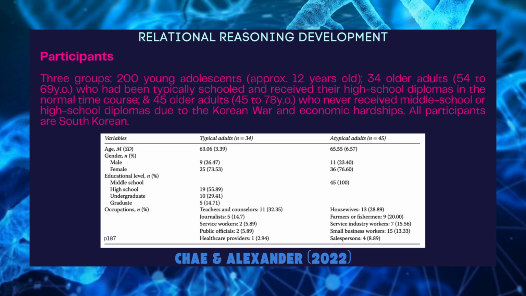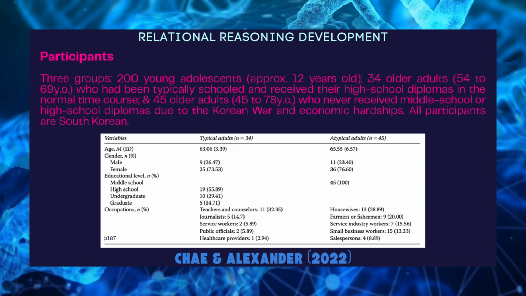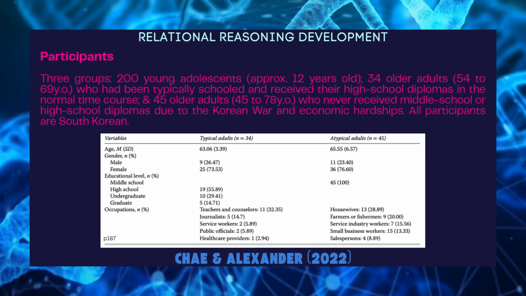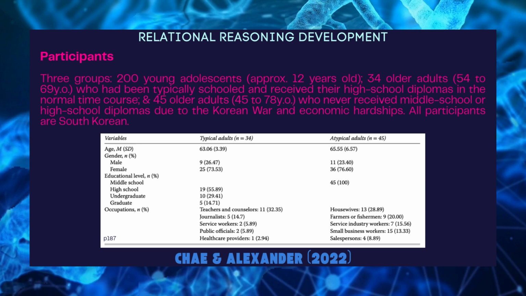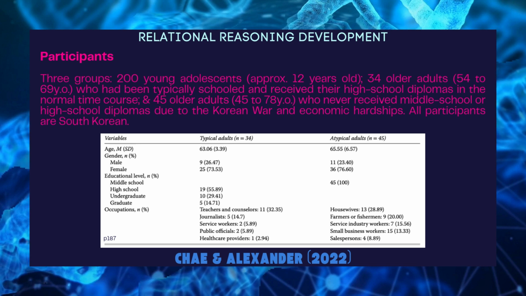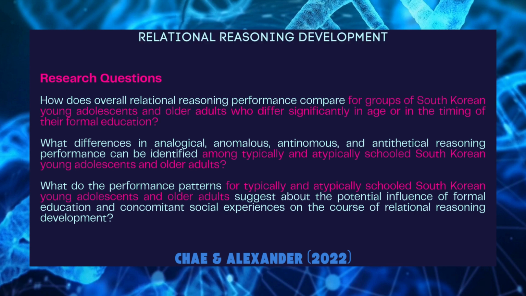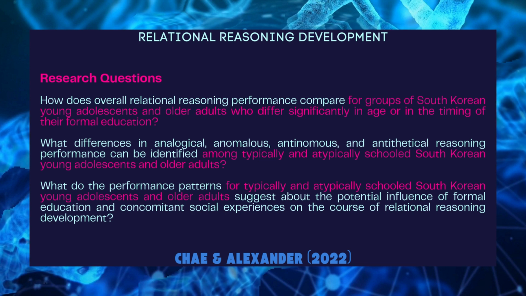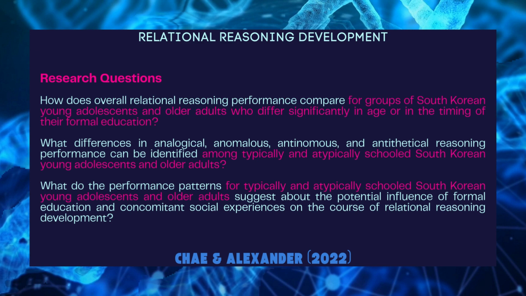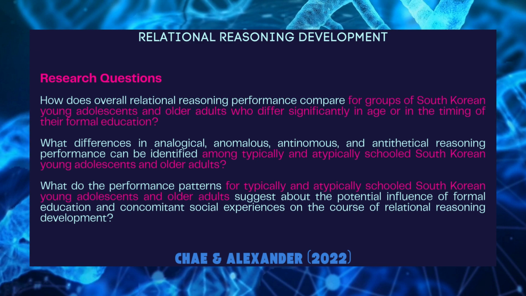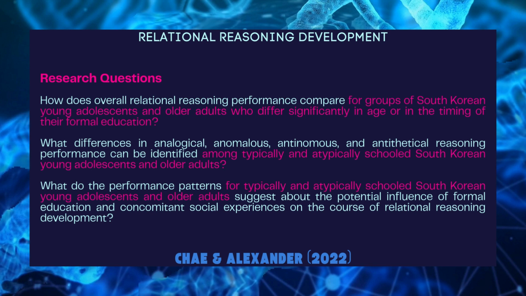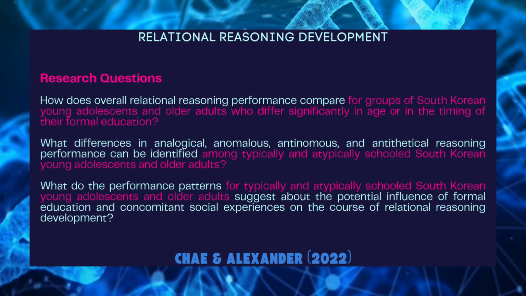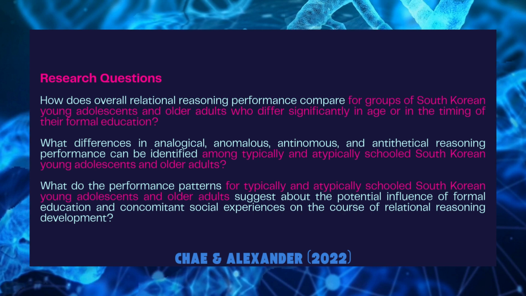The study looked at 3 groups: young adolescents, older adults who were born during or shortly after the Korean War and had typical schooling, and similar older adults, but who never received middle school or high school diplomas. The study wanted to compare relational reasoning performance in the groups, test for differences in analogical, anomalous, antinomous, and antithetical reasoning performance, and explore the potential influence of formal education and social experiences on relational reasoning development.